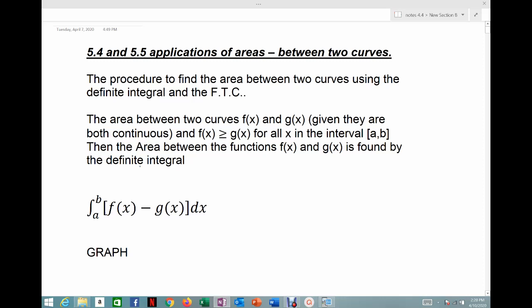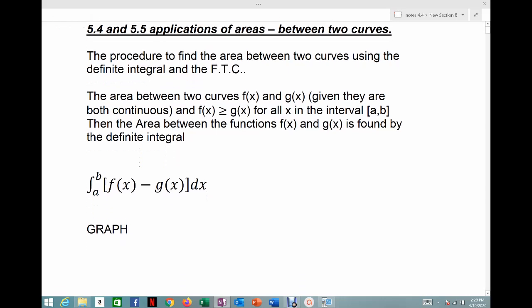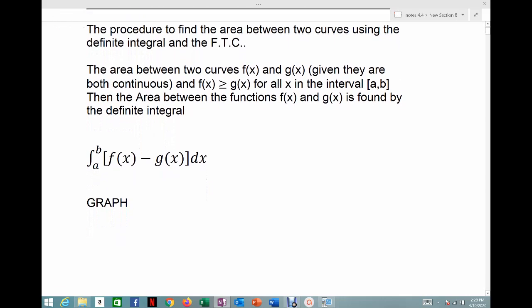Alright, so the last sections have more to do with applications of the fundamental theorem of calculus and areas, but we're going to expand it to areas between curves and then get to a special type of application that we're going to look at in 5.5 called consumer surplus and producer surplus, which again we'll get to when we get to that section. Alright, so this is the procedure to find the area between two curves using the definite integral and the fundamental theorem of calculus.